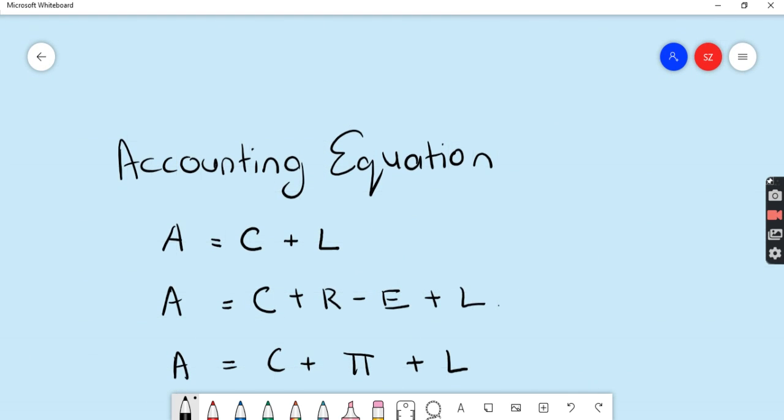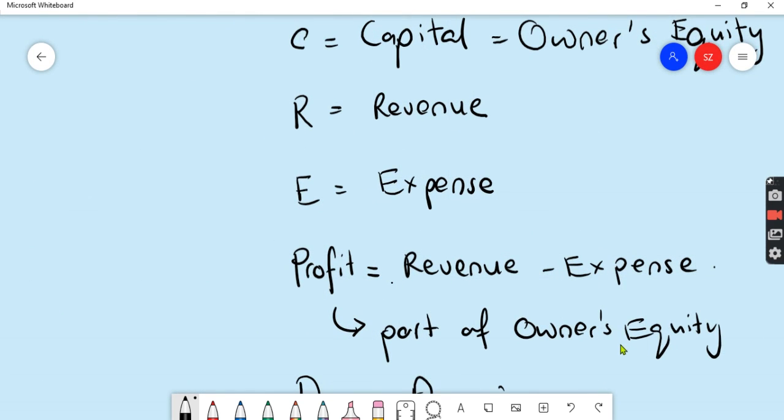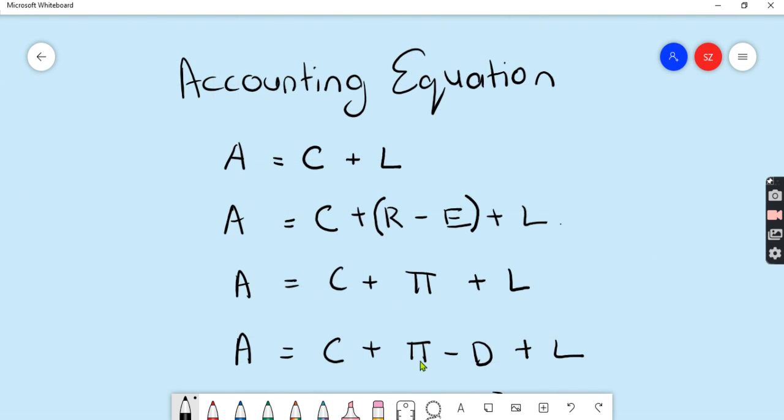So if we expand that further, then we are going to have asset is equal to capital plus revenue minus expense plus liability. So this revenue minus expense is actually profit, and the symbol for profit is the pi symbol. The profit is added to capital because, as I have mentioned just now, profit is part of the owner's equity. So that's why we add it to the capital.